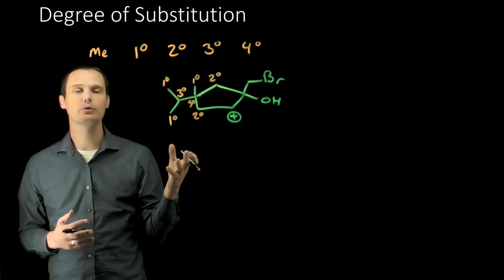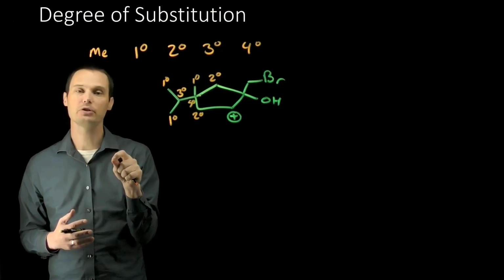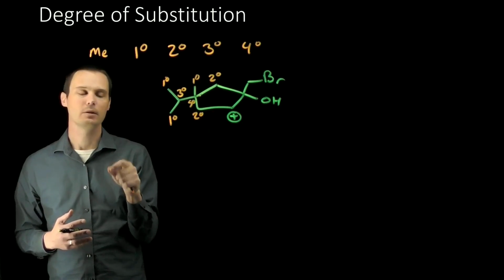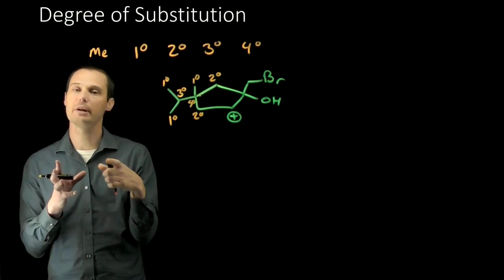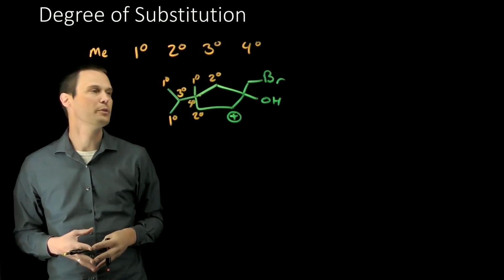We can also classify functional groups according to their degree of substitution as well. When we classify a functional group according to its degree of substitution, the functional group has the same classification as the carbon to which it is attached. So whatever that carbon happens to be, however many other carbons that's attached to, that degree of substitution will be the same for its functional group as well.